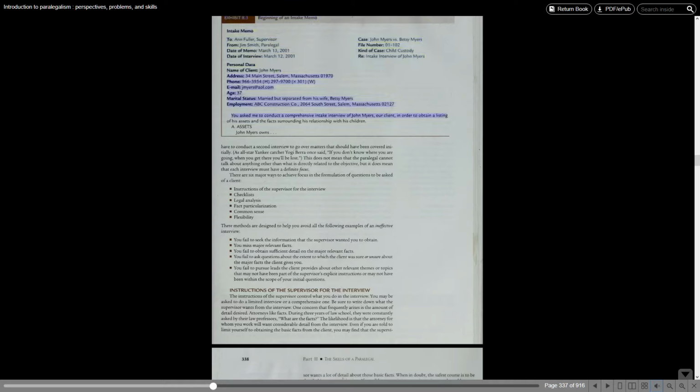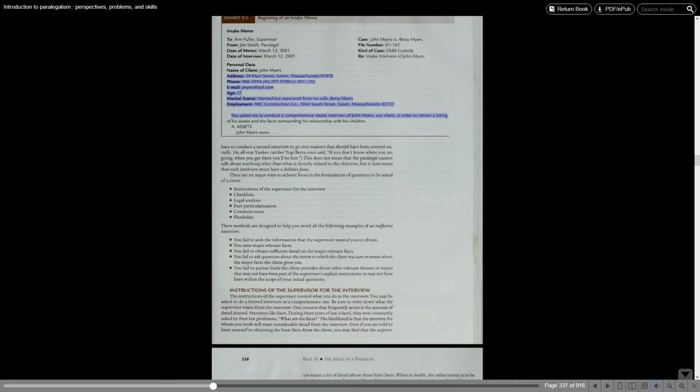Client: John Myers. Address: 34 Main Street, Salem, Massachusetts 01970. Phone: 966-3954 (H), 297-9700 x301 (W). Email: jmyers@ol.com. Age: 37. Marital status: married but separated from his wife, Betsy Myers. Employment: ABC Construction Co., 2064 South Street, Salem, Massachusetts 02127.